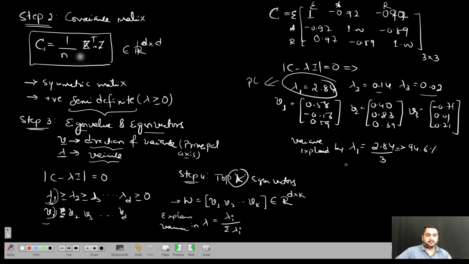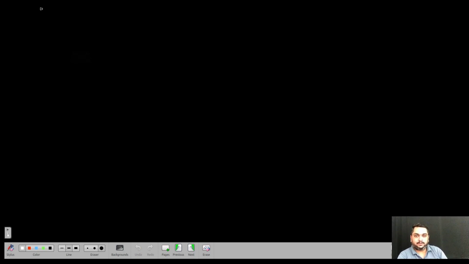K values. So in this example, let me take k is equal to 1. So my projection matrix or vector will be only v1. So v1 is nothing but 0.58, minus 0.56, 0.59. The last step is a simple one. You have obtained everything now. Just project to the lower dimension. So you already know the projection concept.